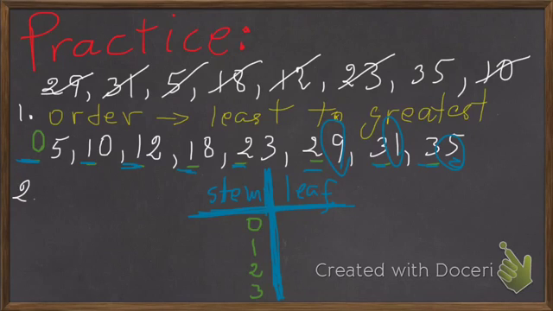So if you have in here on this number, we're going to take this one, 0 and 5. I already have my stem, that is 0. So what will be my leaf? Your 1's value. It's a 5.